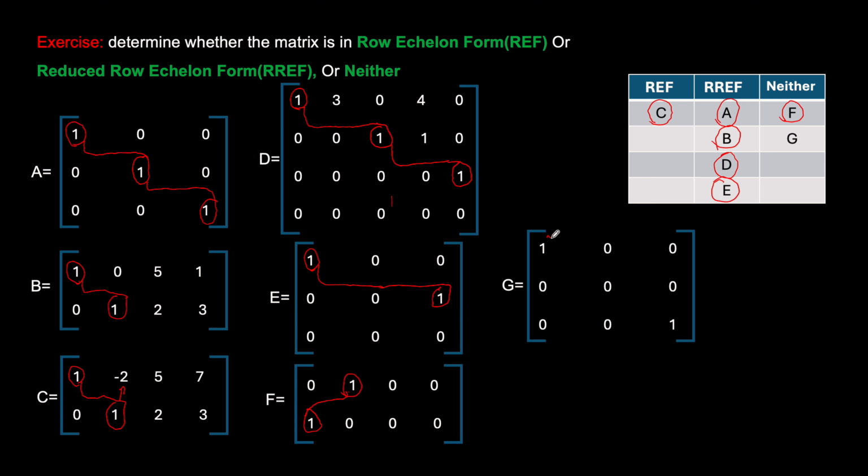Okay, let's see this example also. We have 1, we continue, we have a row of zeros, but we said that a row of zeros should always be at the bottom. If we have a row of zeros, it should not be in the middle or at the beginning of the matrix. It should always be at the bottom. That's why it is neither row echelon form nor reduced row echelon form.